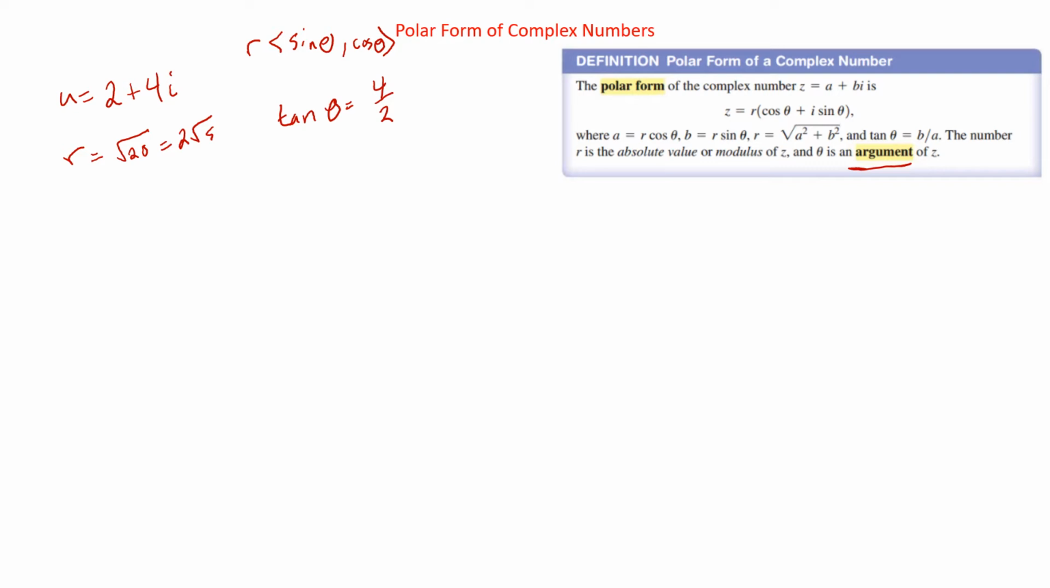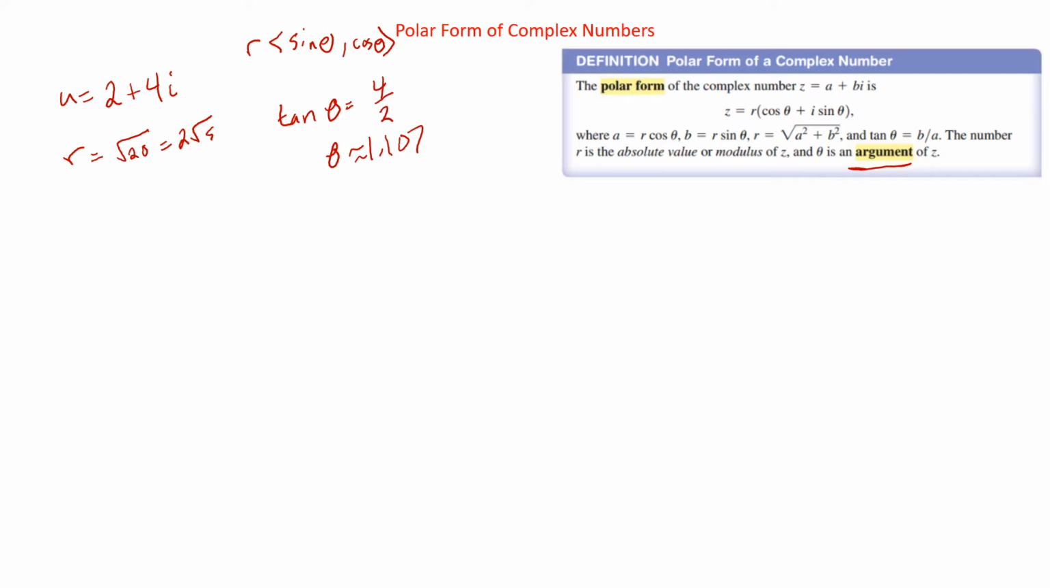So let's make sure I'm in radians. Generally speaking, we could do this stuff in either radians or degrees, but I'm going to be in radians for this one. So the inverse tangent of 4 over 2 is about 1.107. So theta is about equal to 1.107 in our case. So we have the radius, we have theta.